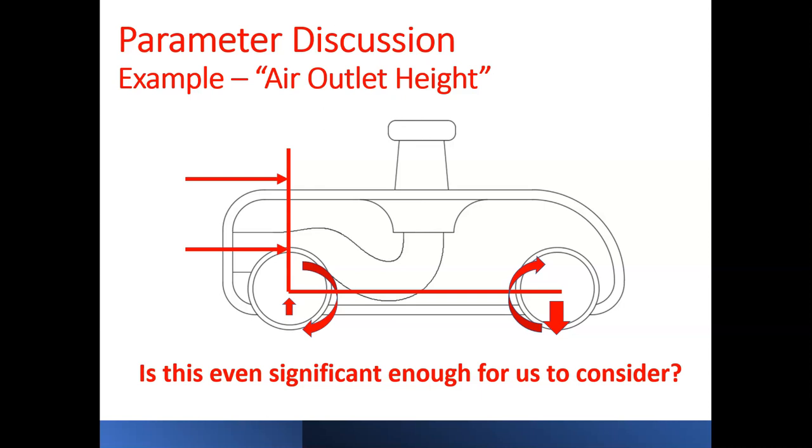So we need to go through all our parameters and think about what are the most significant things we need to work on. Is this one that we need to work on? Should we change the height, or should we just put it at the middle? Should we put it lower? Should we put it higher? That's up to you to figure out, and it's up to you to figure out whether or not it's even worth considering that. So we're going to go through our project and think about a whole range of parameters, not just the outlet height.